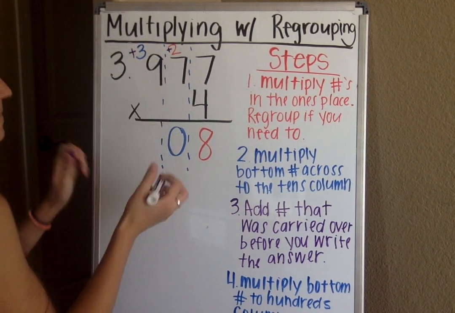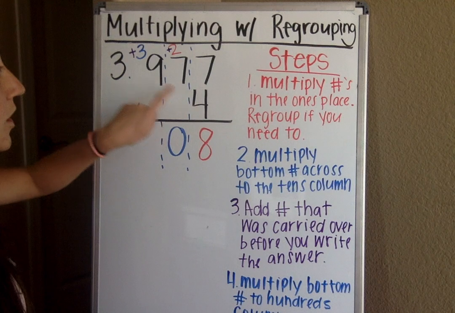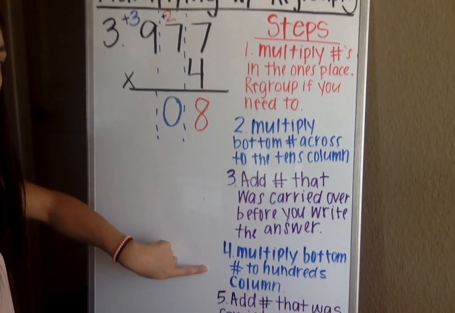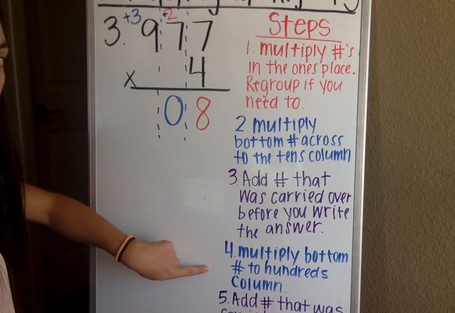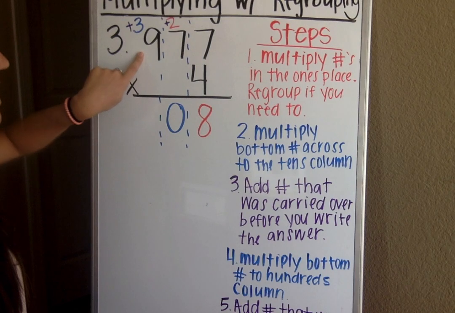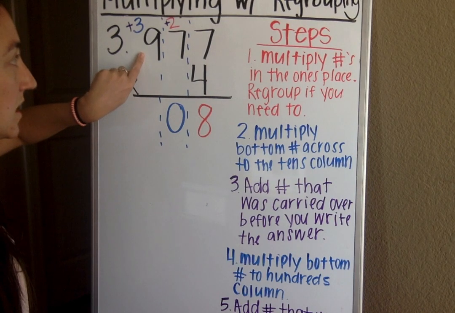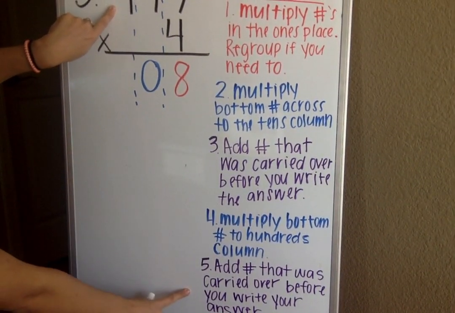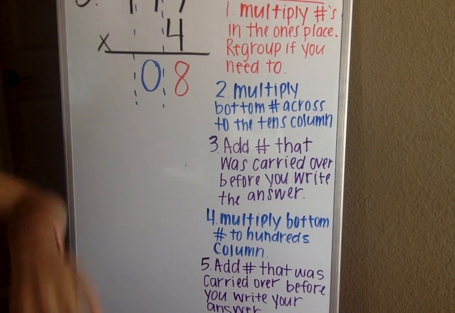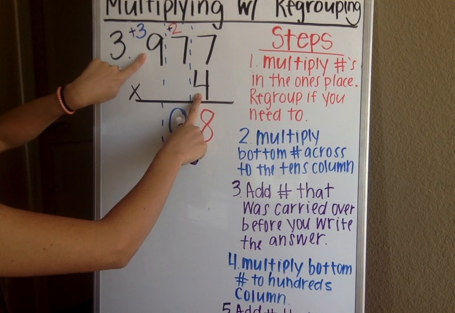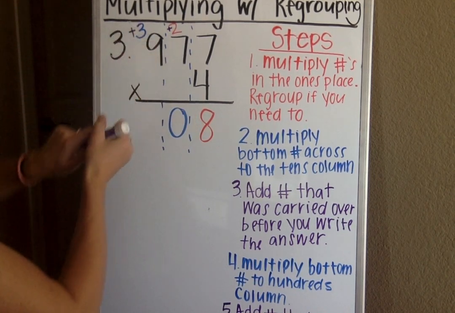so that I remember. And now 4 times 9, because now we're down here on step 4 to multiply the bottom number across to the hundreds. So 4 times 9 is 36. And then I can't forget step 5, which is to add the number that was carried over before you write your answer. So, again, 4 times 9, 36, plus 3 is 39.